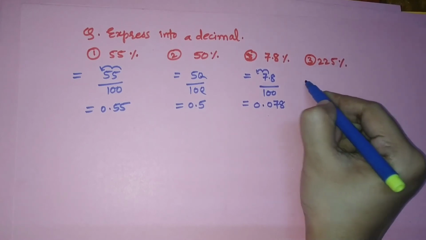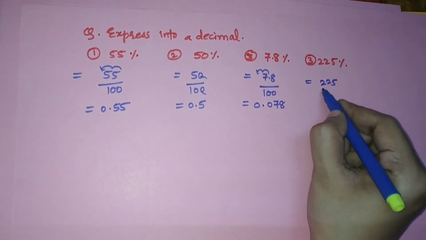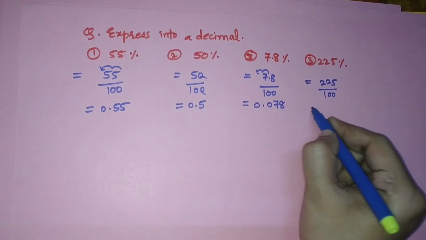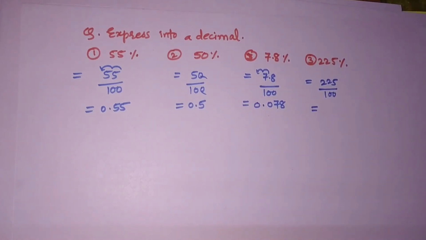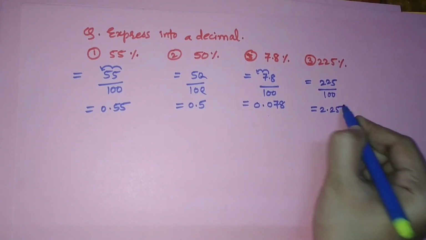Now next we will write down 225%. We want to convert it into a decimal, so we'll write 225 upon 100. So friends, we'll get 2.25. This is a decimal.